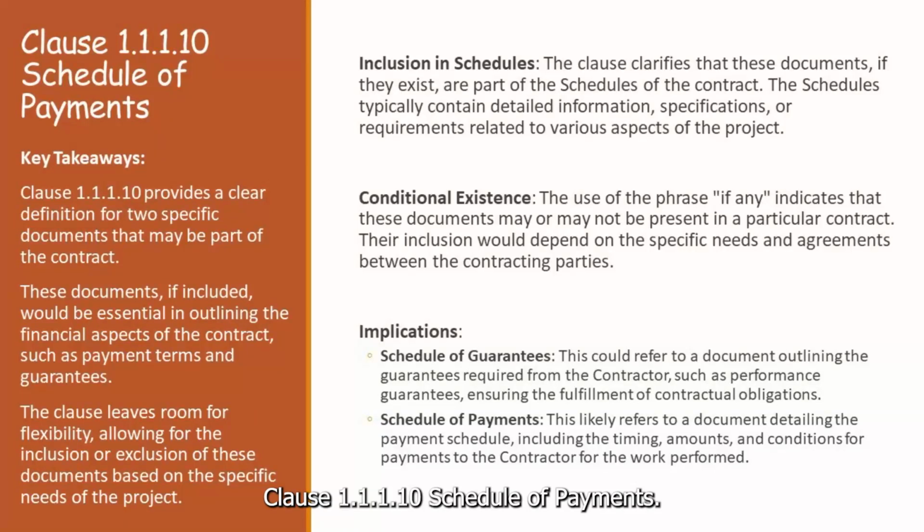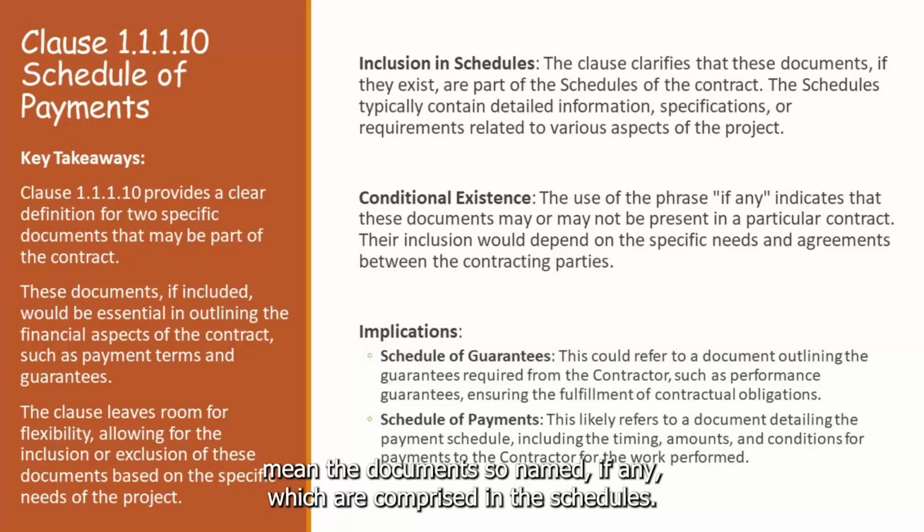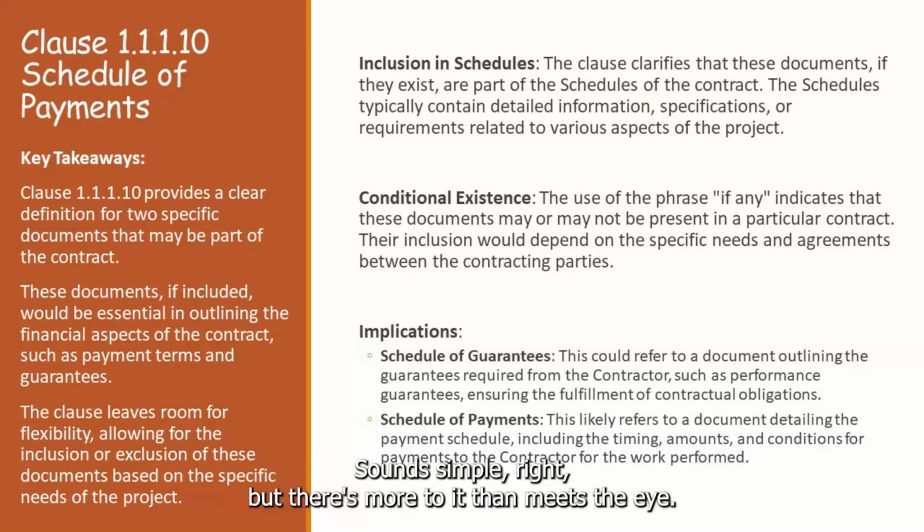Now we're diving into a specific yet significant clause from the FIDIC Yellow Book 1999, Clause 1.1.1.10, Schedule of Payments. Clause 1.1.1.10 reads as follows. Schedule of Guarantees and Schedule of Payments mean the documents so named, if any, which are comprised in the schedules. Sounds simple, right?